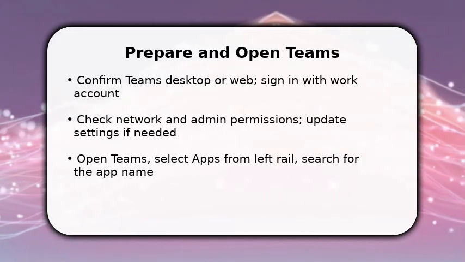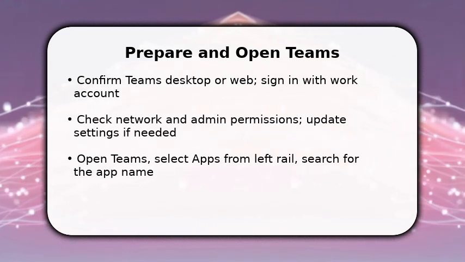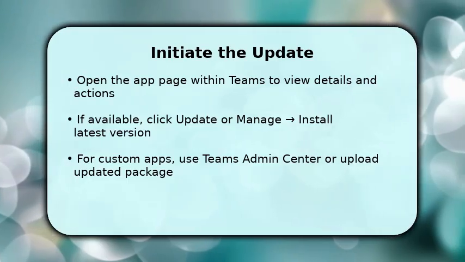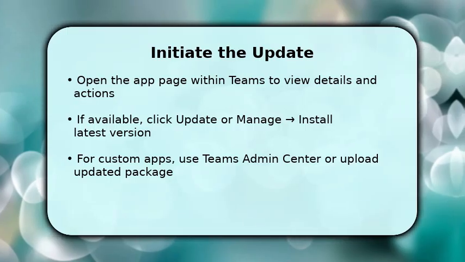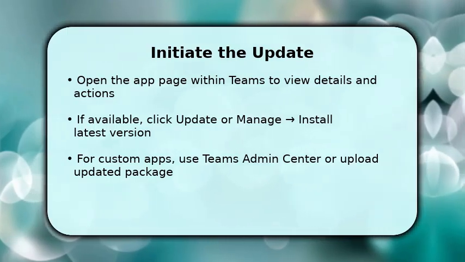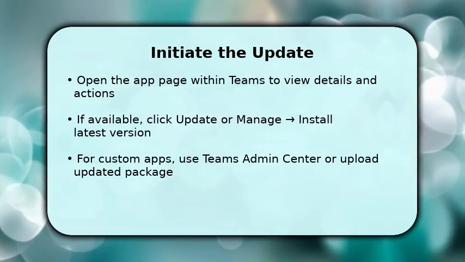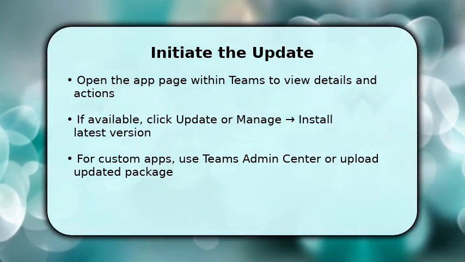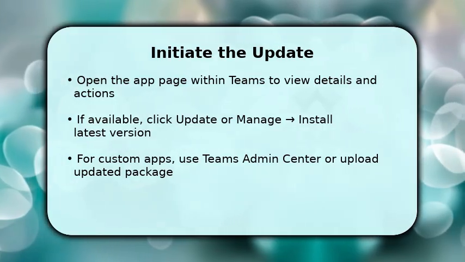Now you'll initiate the actual update. On the app's Teams page, review the details and click Update if that button appears. Otherwise, choose Manage, then Install Latest Version. For organizational or custom apps, go to the Teams Admin Center, locate the app, and upload the updated package or approve the new version. Make sure to communicate planned downtime if required. This prevents users from losing context.